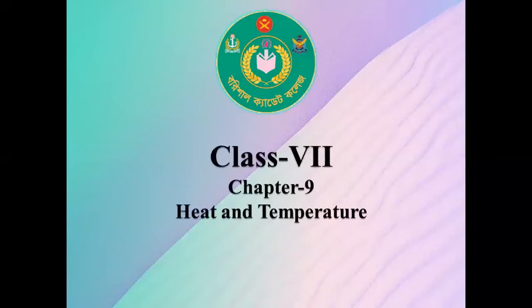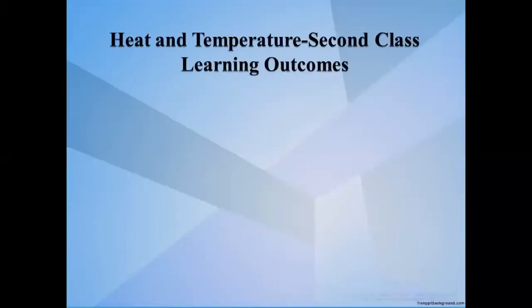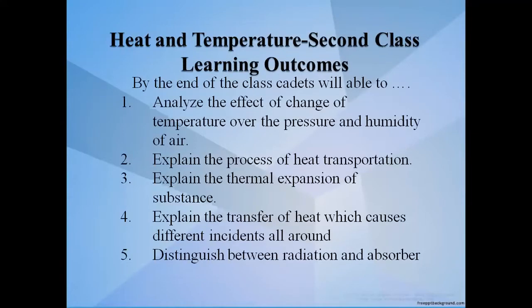Today we discuss chapter number 9, heat and temperature. This is the second class, and today's learning outcomes are: number one, analyze the effect of change of temperature over pressure and humidity of air. Number two, explain the process of heat transportation. Number three, explain the thermal expansion of substance. Number four, the transfer of heat which causes different incidents all around. And five, distinguish between radiation and absorption.